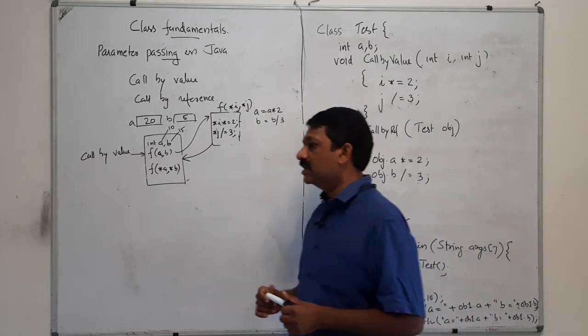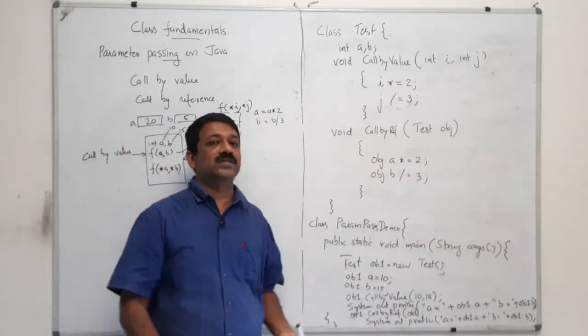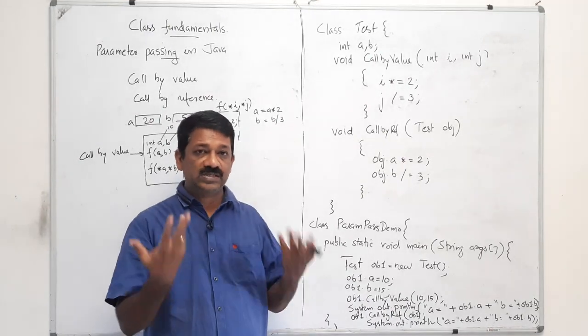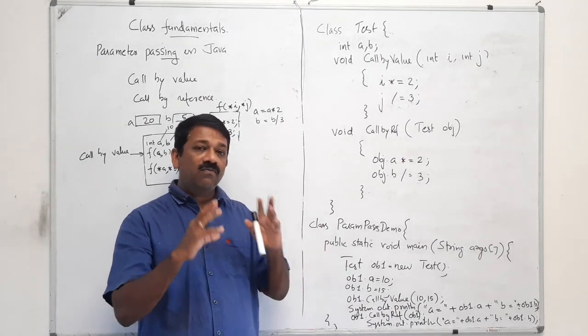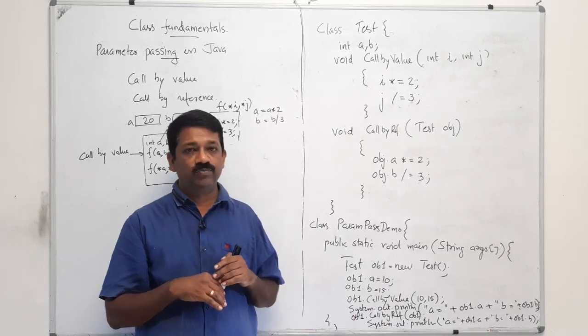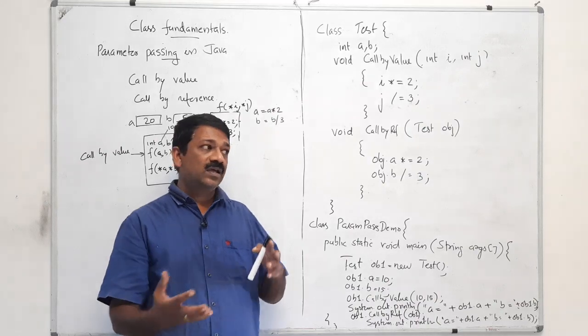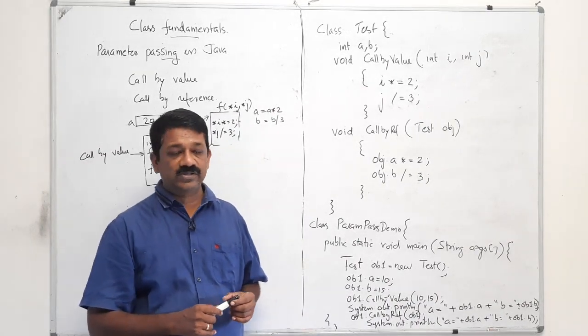So here in this case we are using another technique. We are passing the object as such, and if you are passing an object, then whatever changes you have made to that object will be reflected in that object. In that way, we can accomplish a call by reference.